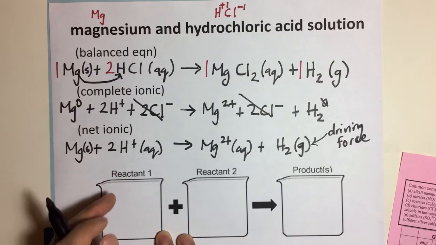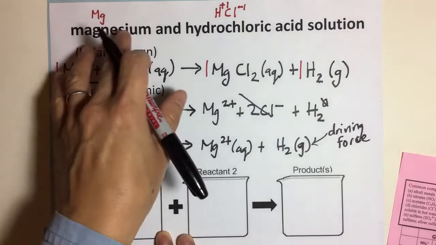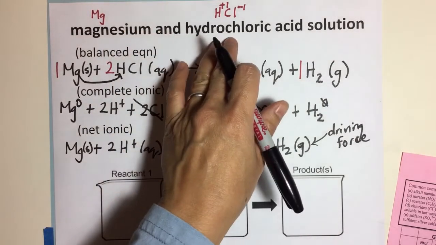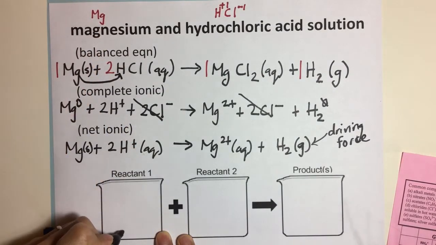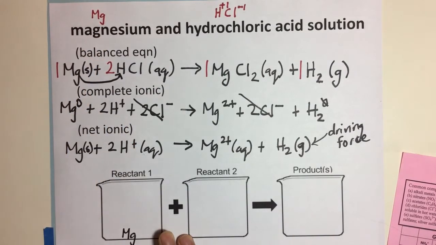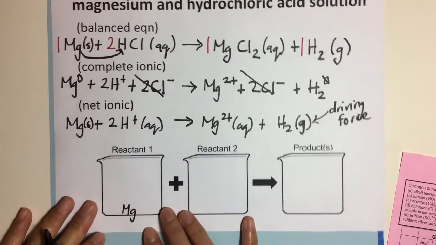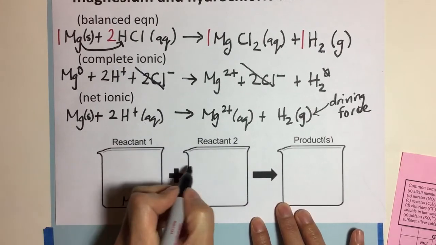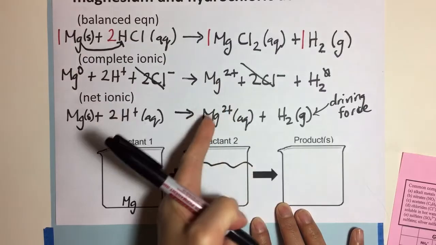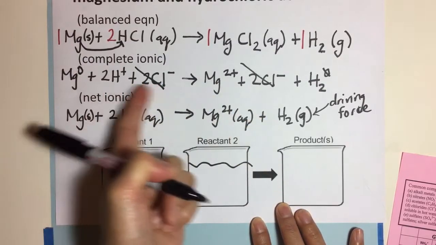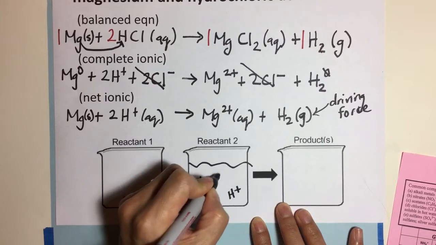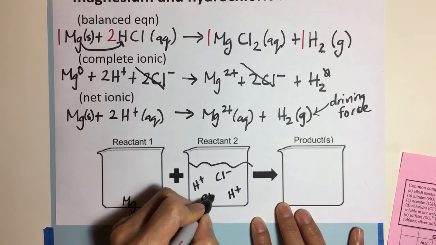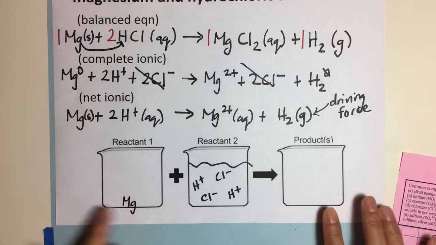So let's go ahead and represent reactant 1 and reactant 2. Now this is reactant 1, this is reactant 2. So magnesium is a solid. Notice it's a metal, so I'm going to leave it as a solid on the bottom of this beaker. And then hydrochloric acid is a solution, and so that solution is going to look like this with 2 hydrogen ions and 2 chloride ions.